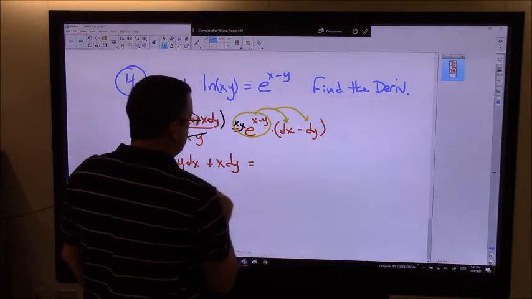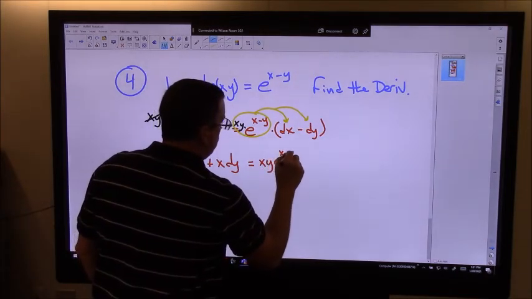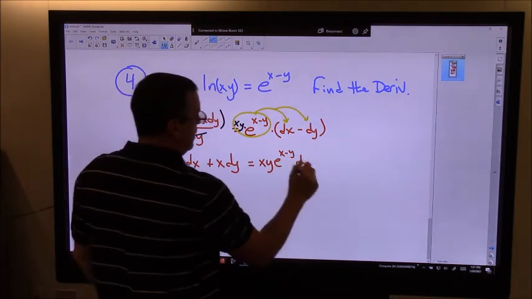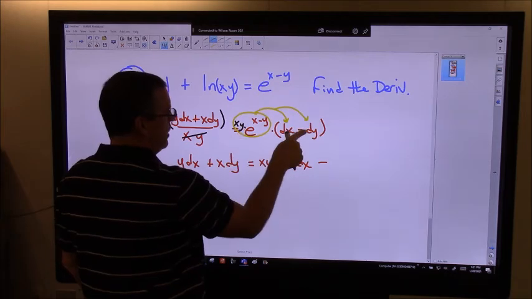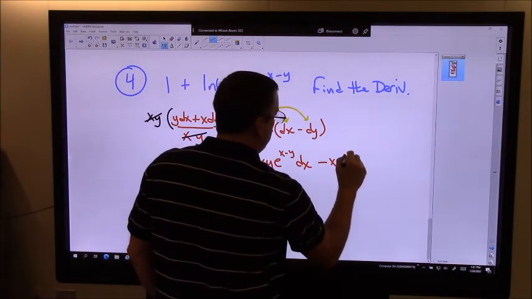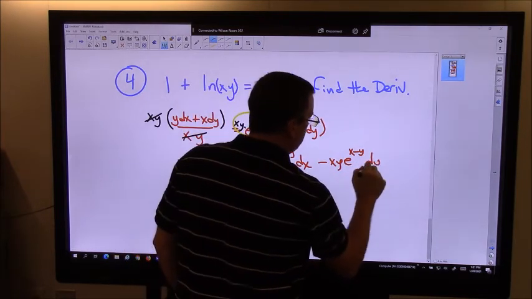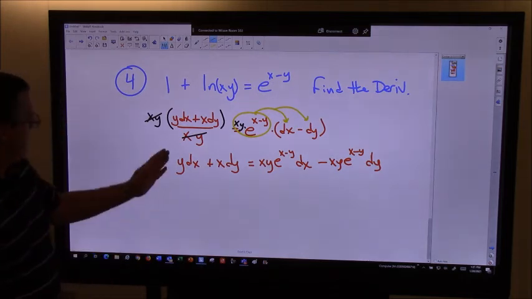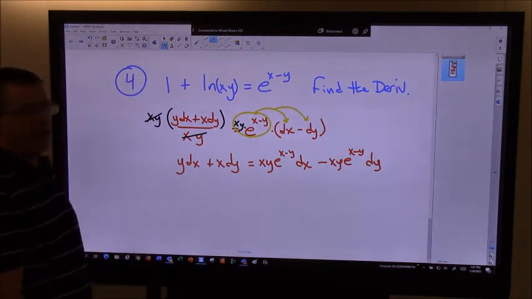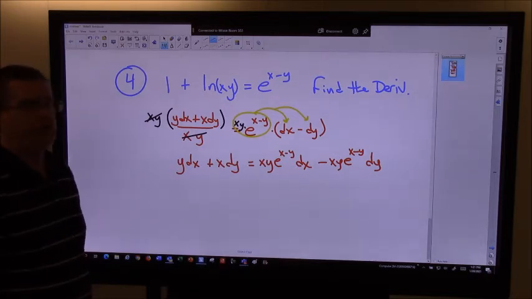So this is going to equal xy e to the x minus y dx, minus, and now I'm multiplying this times that term, so I get xy e to the x minus y times dy. So now I have 4 terms. Every one of them has either a dx or a dy with it. And so now I just need to get all the dy's on one side, dx's on the other.